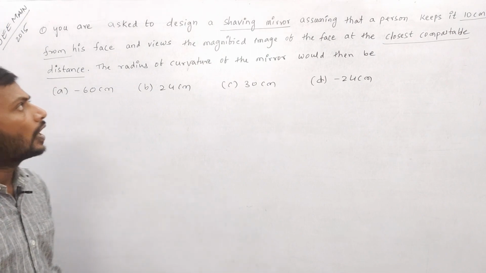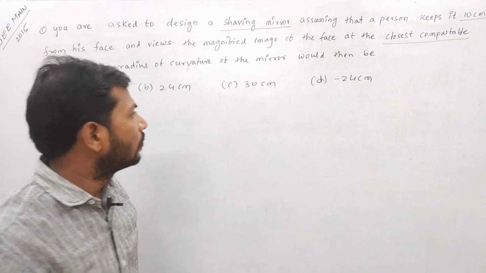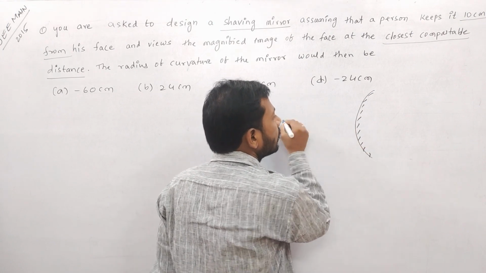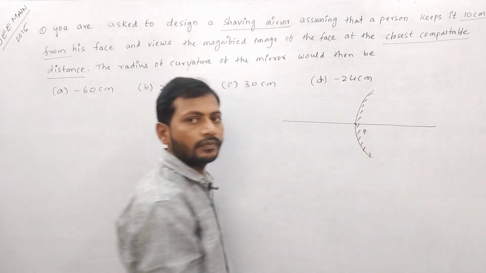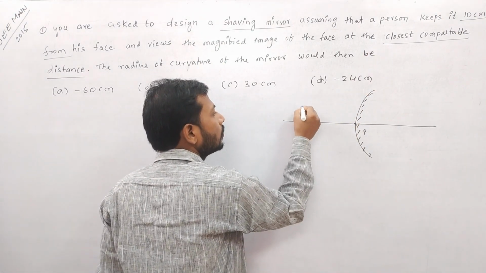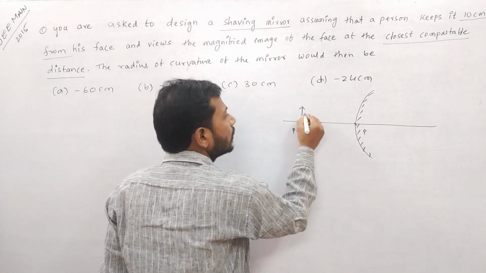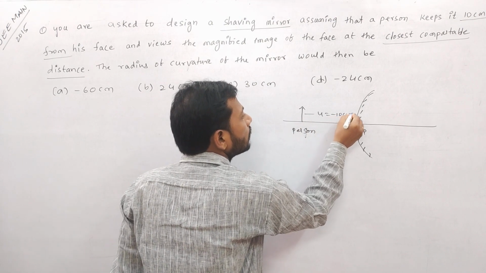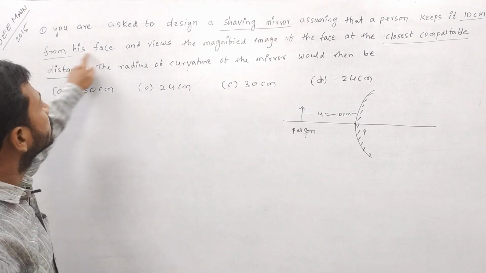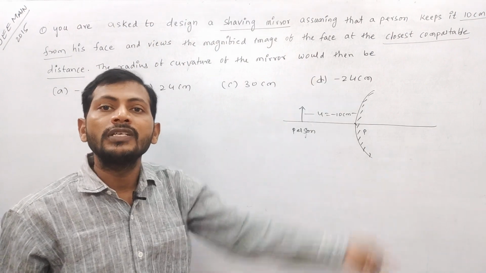First we have to know which type of mirror is used as a shaving mirror. We know, children, that it is the concave mirror. This is the concave mirror I have taken, this is the pole. Second, the person is at 10 centimeter, so I take this as the person's position. I write u equals minus 10 centimeters, in front of the mirror. Second, you want to see the magnified image at the closest comfortable distance.